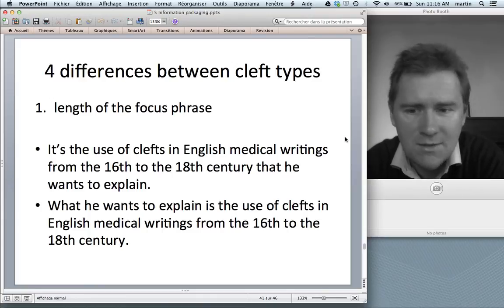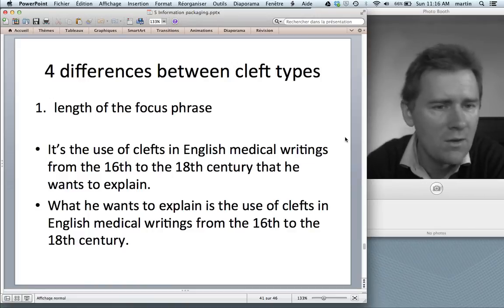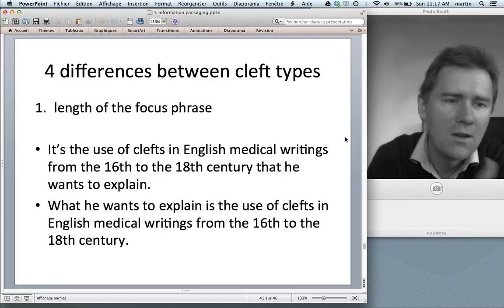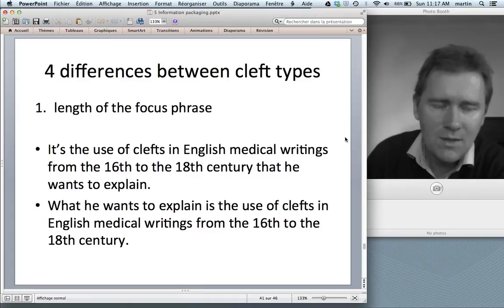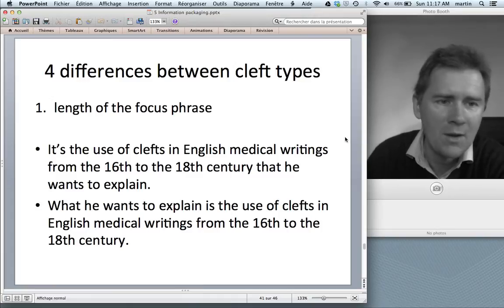Whereas in the second example, what he wants to explain is, there we have all the sentence figured out, and we know, okay, now it's just a noun phrase that follows, and that noun phrase then can be as long as anybody would like it to be. So, length of the focus phrase, the principle of end weight is at work here if you want to look that up.